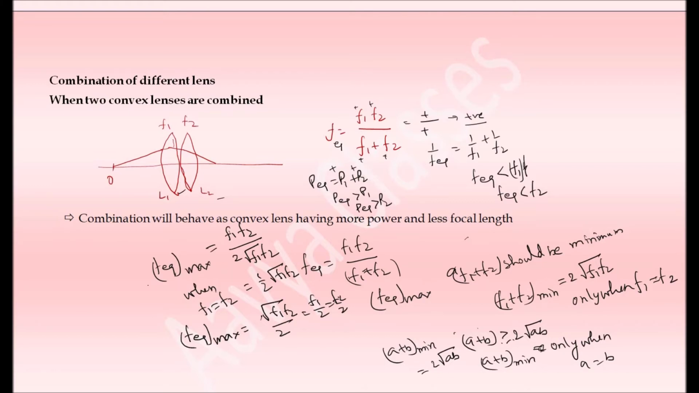Now, the minimum value of the focal length will be achieved when one term is very high in comparison to the other. Like if f1 is very much greater than f2, or f2 is very much greater than f1, then the minimum value of the equivalent focal length will be achieved. So considering f1 is very high compared to f2, we get f equivalent equal to f1 f2 divided by f1 plus f2, and in this case it is f1 f2 divided by f1, as f1 is very high in comparison to f2.